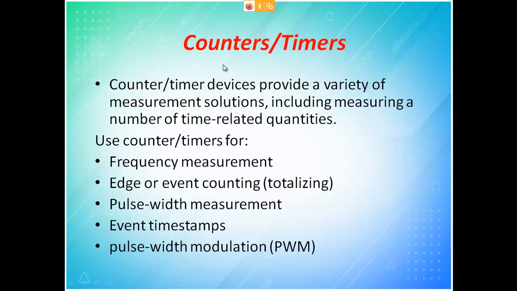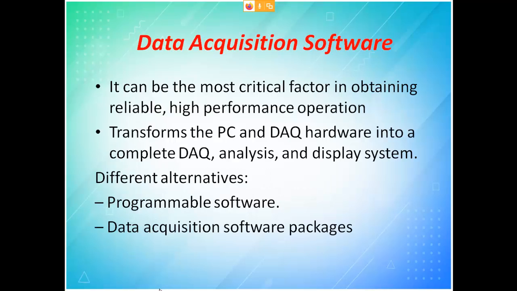Both get a clock, but the counter gets the clock from outside. This clock is an internal clock. So for a counter, when a car enters a parking slot, it gets a clock pulse: one clock, one car has entered. Whereas in a timer, it is a continuous pulse from your internal clock itself. So that is the difference between these two. Frequency measurement, edge or event counting, pulse width measurement, event timestamp, and pulse width modulation are the various uses of timer and counter. Again, we can see there are so many software packages for data acquisition.